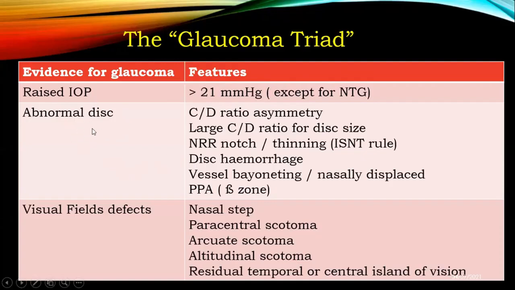The second feature is abnormal disc appearance, or glaucomatous disc damage. There are several features I will discuss with pictures later, namely cup disc ratio asymmetry, a large cup to disc ratio for the disc size, and the integrity of the neuroretinal rim, notching and thinning, disc hemorrhages, vessel bayoneting, and peripapillary atrophy. These are all features of glaucomatous disc damage. And there should be corresponding visual field defects. There can be nasal steps, paracentral scotomas, arcuate scotomas, altitudinal scotomas, or a residual temporal or central island of vision as seen in advanced glaucoma.